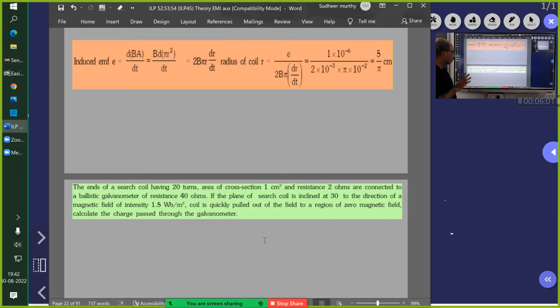If the plane of the coil is inclined 30 degrees to the direction of the magnetic field of intensity so and so, and the coil is quickly pulled out of the field to a region of zero magnetic field, calculate the charge passed through the galvanometer. Please read it and make the strategy.